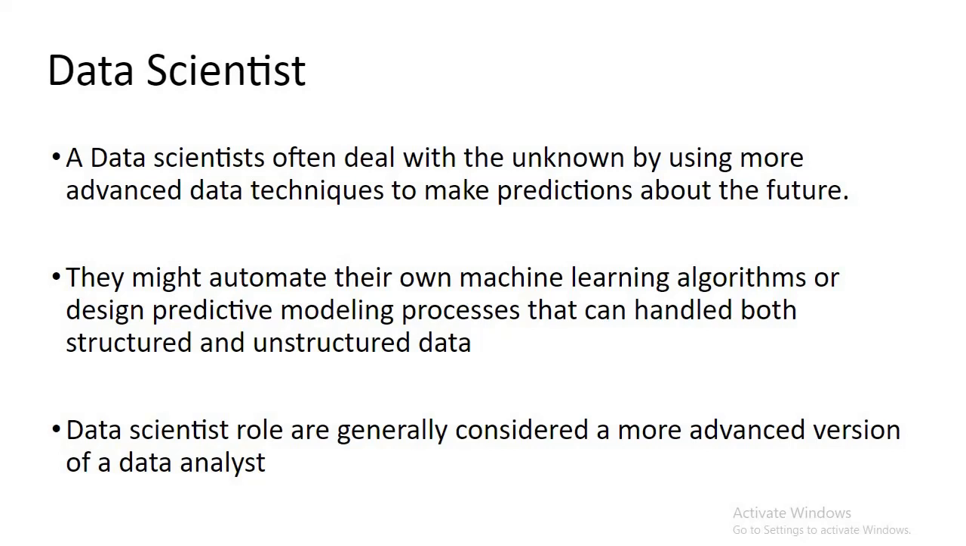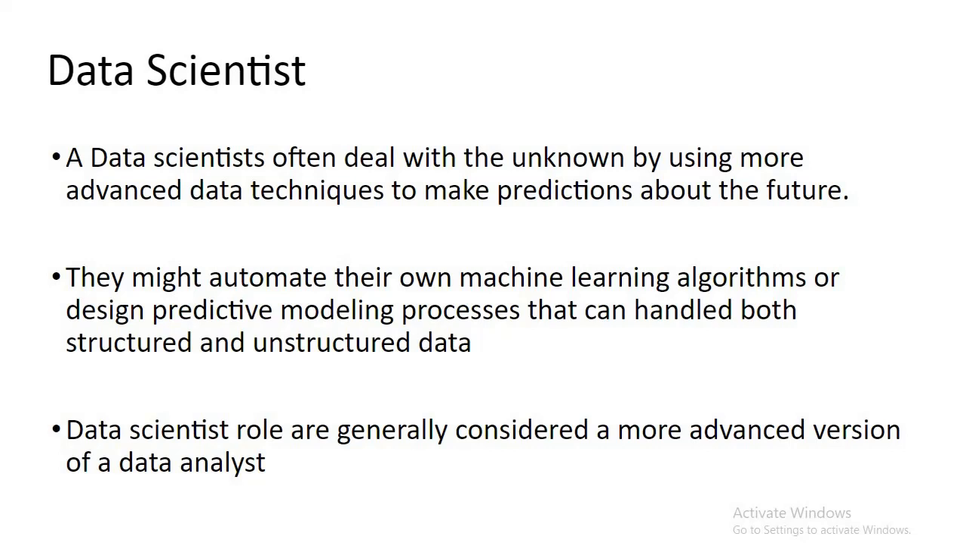You can apply linear regression to check how sales grow over time. You can perform some advanced statistical analysis using advanced data techniques to make predictions, and they might automate their own machine learning algorithms, because when you are working as a data scientist, you work with a lot of machine learning algorithms. At times they may even be the ones to automate their own, or design a predictive model.